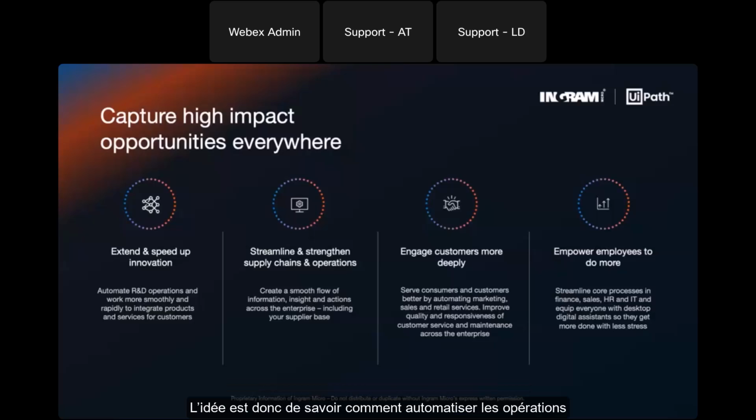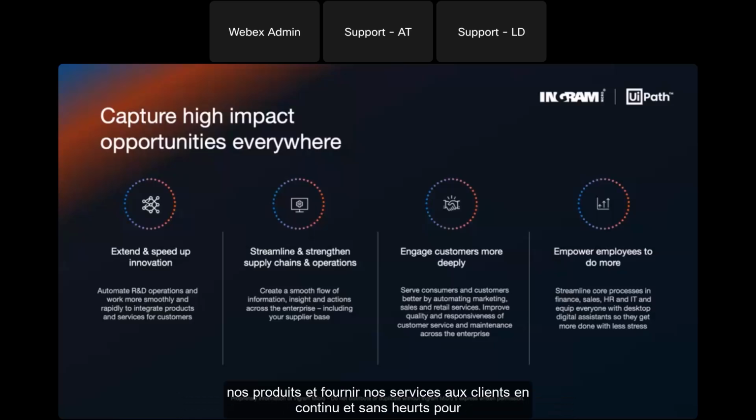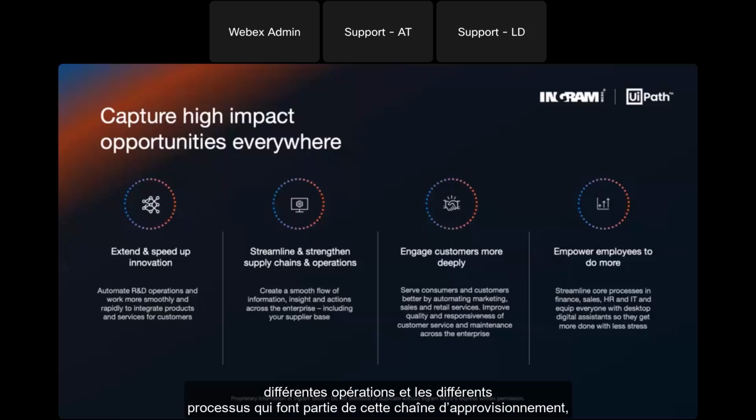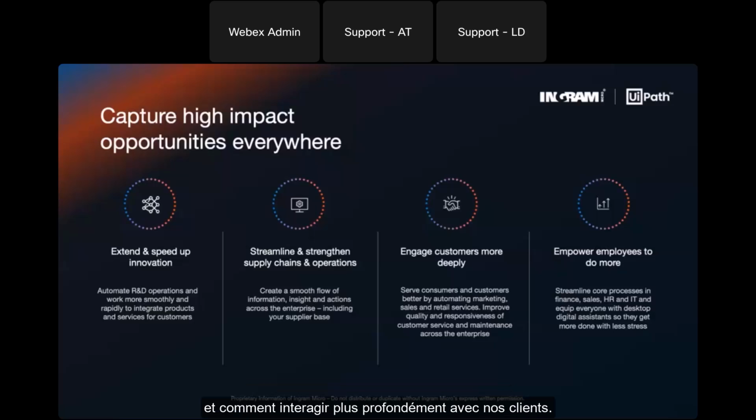UiPath. So the idea is how we can automate, for example, research and development operations. How can we integrate our products and service our customers in a seamless manner, in a way that's smooth for their different user teams? How can we streamline the supply chain and the different operations and the different processes that are part of that supply chain, from the procurement to all the logistics and delivering the services or the products? How can we engage more deeply with our customers?